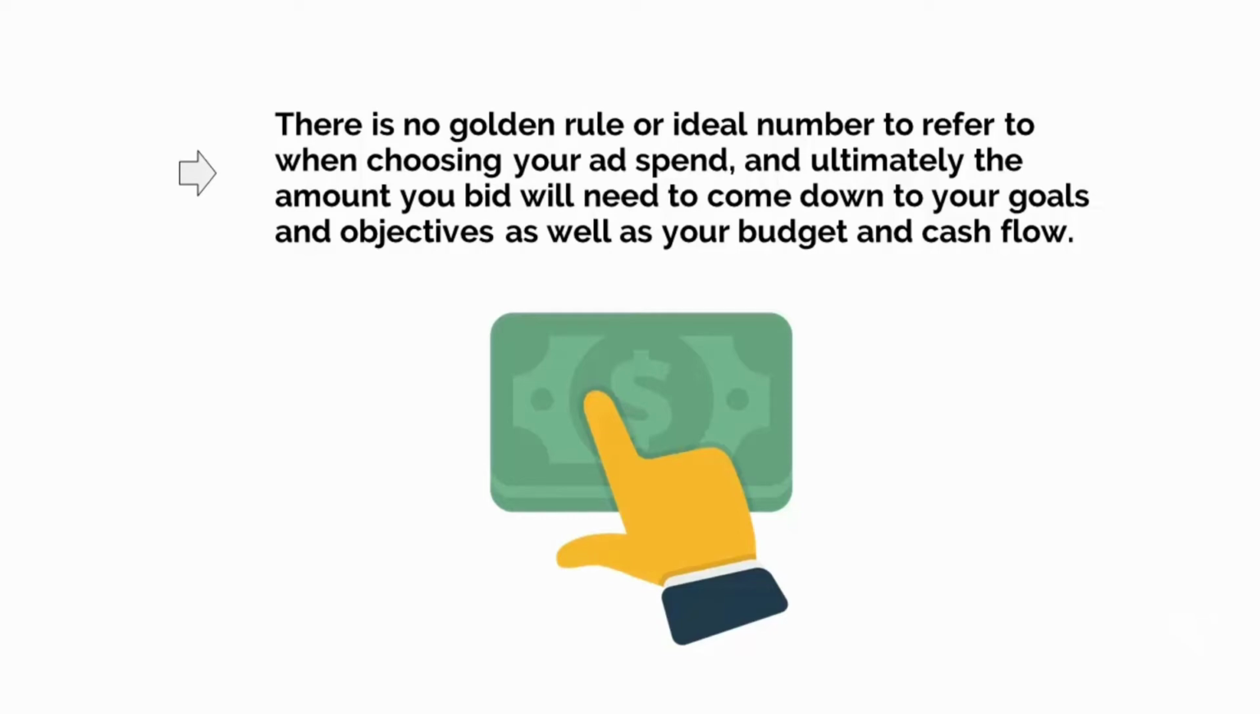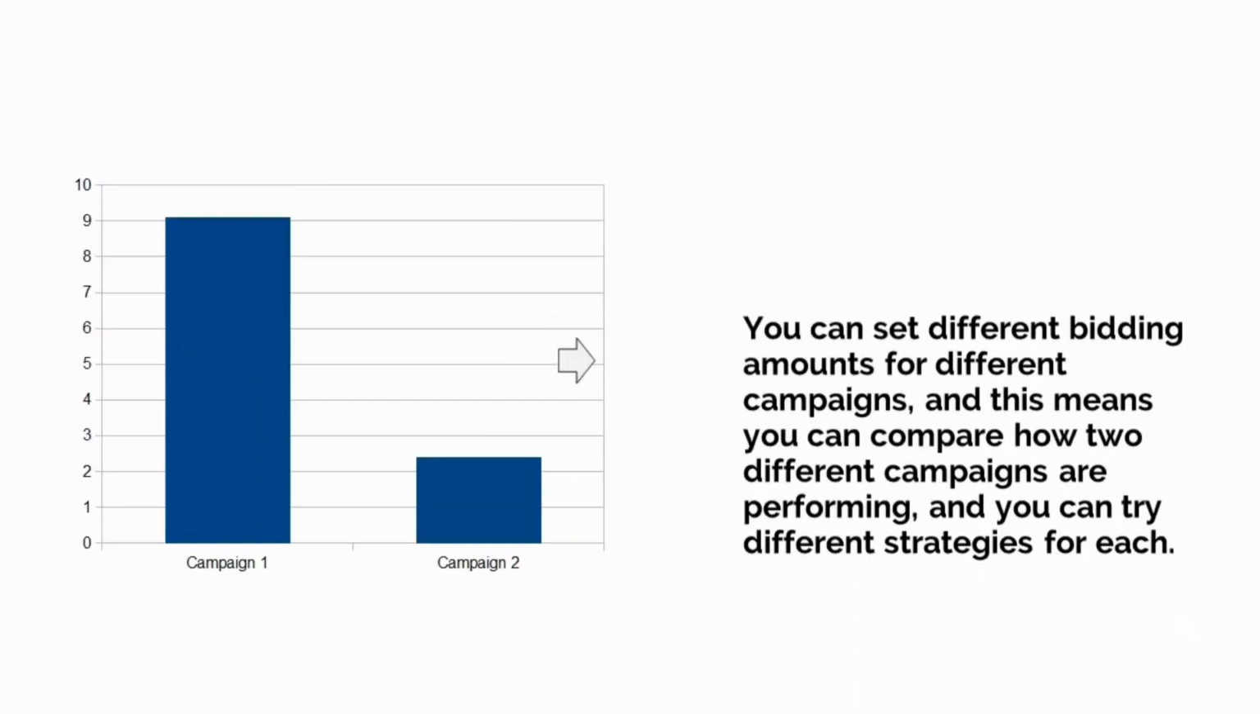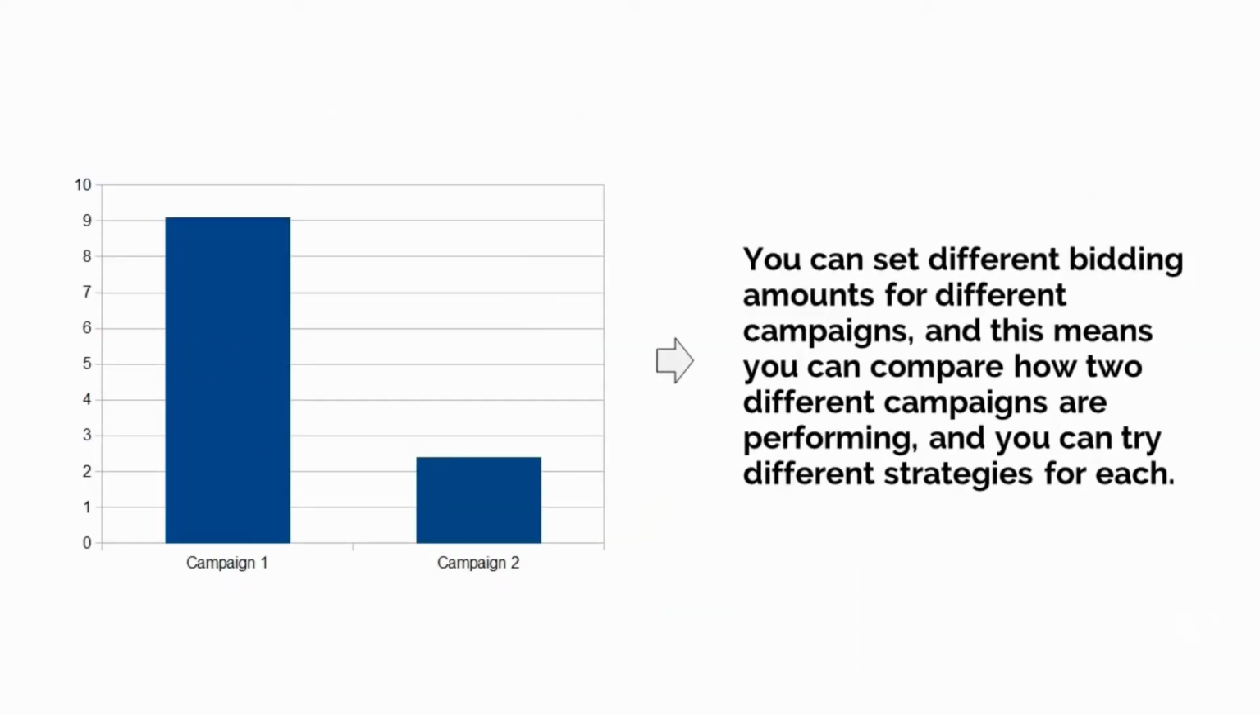and ultimately the amount you bid will need to come down to your goals and objectives as well as your budget and cash flow. Of course, you can set different bidding amounts for different campaigns though, and this means you can compare how two different campaigns are performing, and you can try different strategies for each. What you also need to do is to generally track the performance of each of your campaigns and to look at how much they're earning and how much you're actually paying per click. You can then tweak the variables in order to make sure you have optimized your strategy. All this means you need to think carefully about how to get the most out of your campaign and how to get the most for your money.